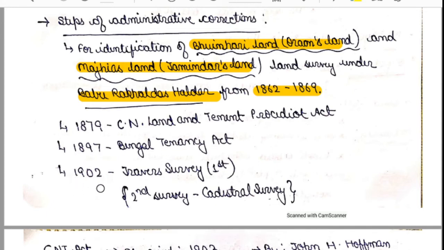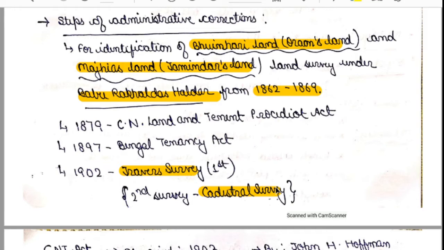And in the year 1902, first survey took place, and that survey was named as Traverse Survey. And again, second survey took place, and that survey was named as Cadastral Survey. And these are very important points. That is, the first survey that took place was named as Traverse Survey. The second survey that took place was known as the Cadastral Survey.